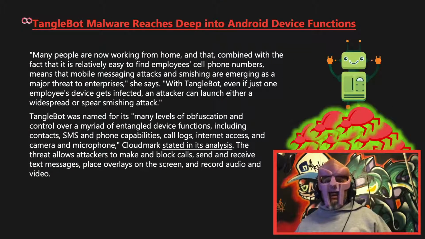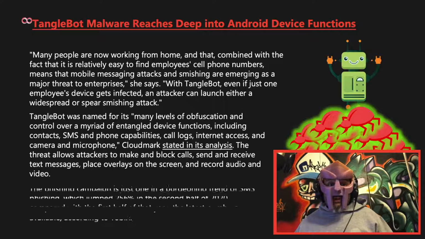TangleBot was named for its many levels of obfuscation and control over a myriad of entangled device functions, including your contact list, SMS and phone capabilities, call logs, internet access, and camera and microphone, Cloudmark stated in its analysis. The threat allows attackers to make and block calls, send and receive text messages, place overlays on the screen, and record audio and video.